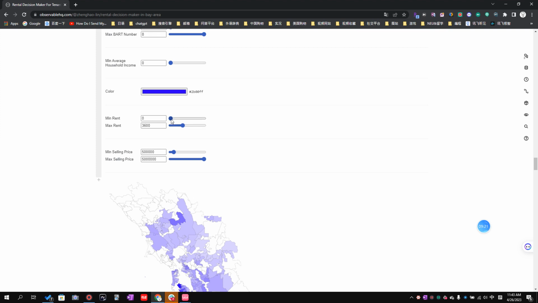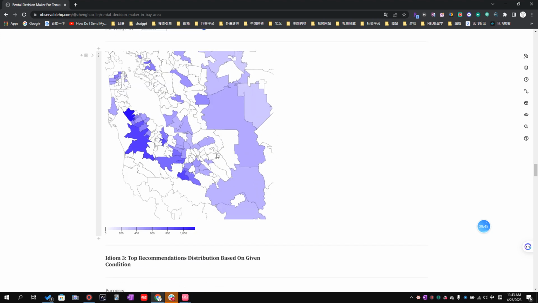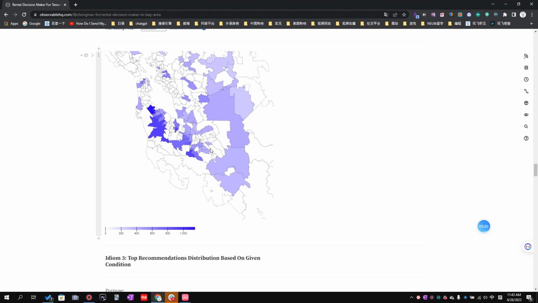So I don't want to live in those areas in which the rent price is too high, and I want to live in the good neighborhoods, so I will set the minimum average household income as 80,000. And since I want to stay away from the BART system, I will set BART number 0 here. And we can see here the depth of color stands for the cost effectiveness in these areas. The deeper it is, it means the higher cost effectiveness in these areas.